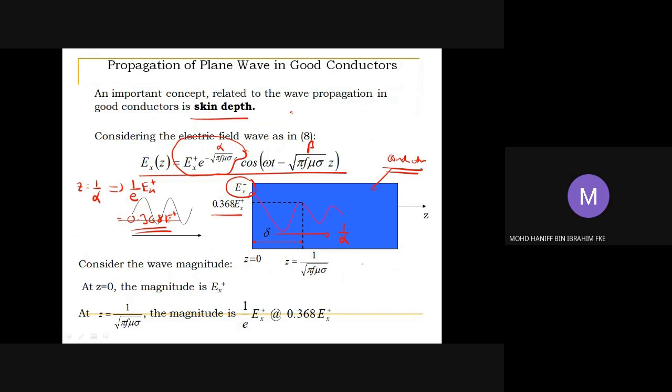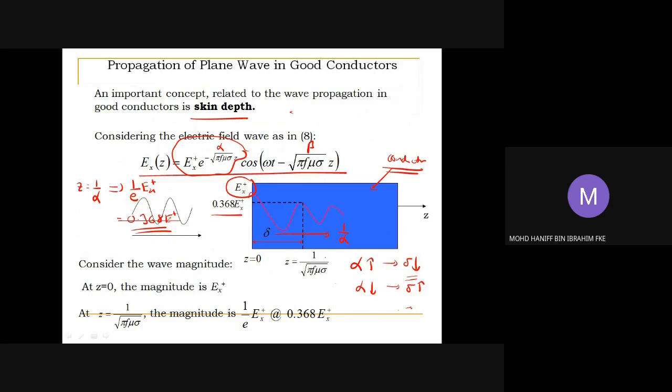If you have bigger alpha, the skin depth will be smaller. If you have smaller alpha, the skin depth will increase. This is very important in design. For instance, if you want your device to be protected from an external wave, you may need to design your material such that you have a very small skin depth value, so that the wave cannot simply penetrate your device.